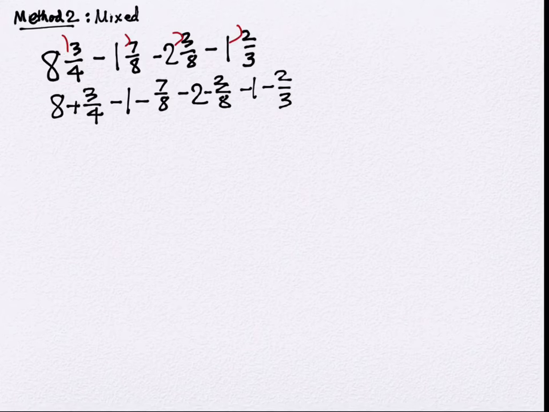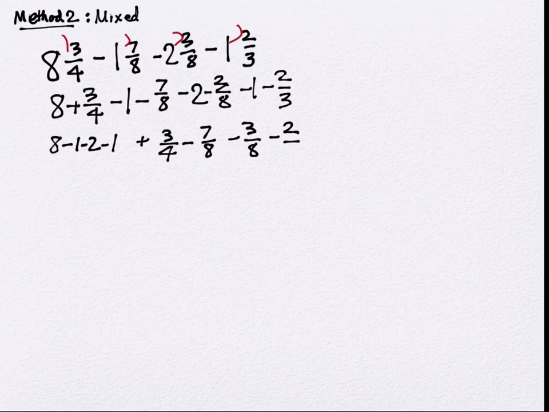So as I separate these and put the whole numbers at the beginning for the subtraction and I put the fractions at the end, I need to be very careful not to lose the sign that's attached, because that is a common mistake. So I have 8 minus 1 minus 2 minus 1, and then I have 3/4 minus 7/8 minus 3/8 minus 2/3.